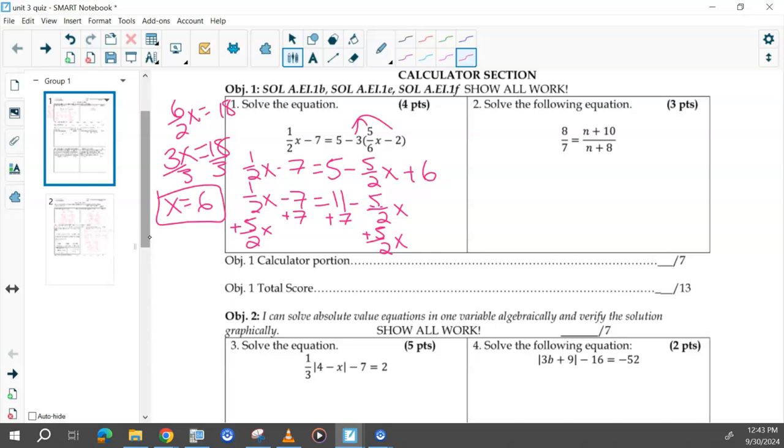Especially with the calculator, you have the ability to go back in and put this in for your x's and see, is this right or not? Make sure you are doing that.